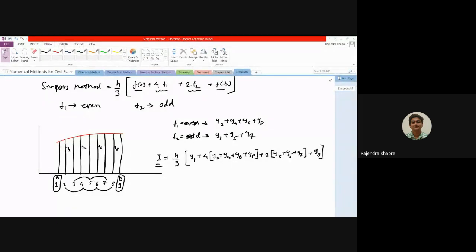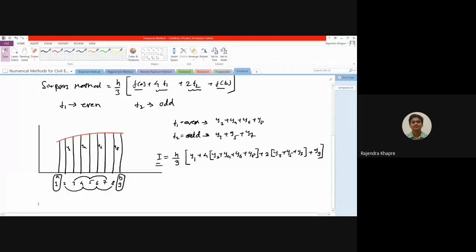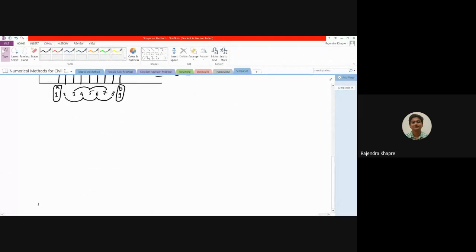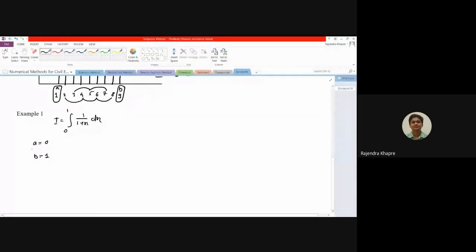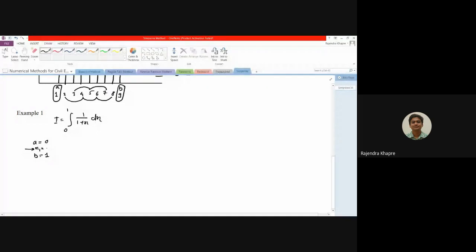Yes, sir. Okay, so now we'll try to solve the same problem with different intervals. Let us solve the problem which we took in the previous class. This is example one. If you remember, I want to calculate the value of I, that is the integral from 0 to 1 of 1 upon 1 plus x dx. Here a is 0 and b is 1. Here we are using only one term, so let us say x1, the average of these, which will be 0.5.